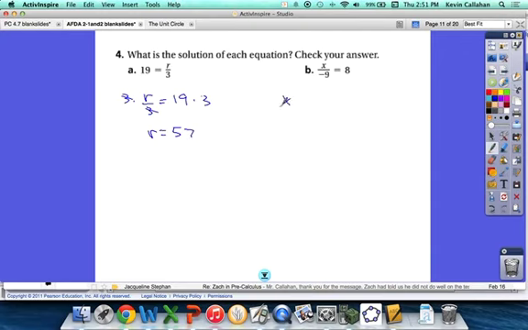Right, x divided by negative 9 equals 8. X is being divided by negative 9, so we're going to multiply by negative 9. Negative 9's cancel. X equals negative 72.